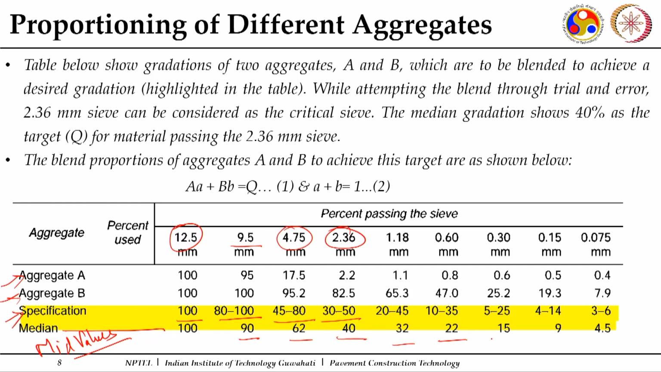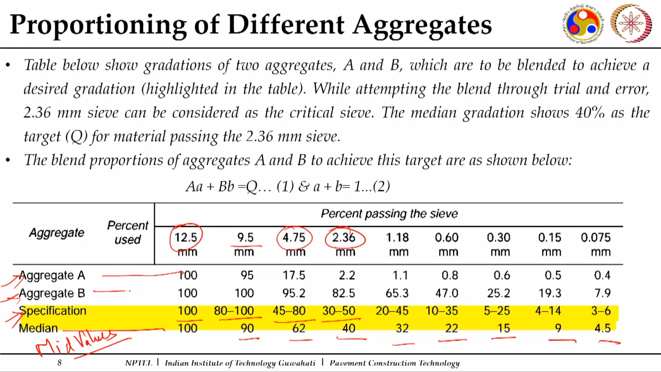Why am I mentioning mid values here? Because I will be targeting the mid values. If I target the mid values, hopefully what I arrive at will be within the range. So I will prefer to target the mid value for my combination. Here in this case you have two aggregates only and you have to combine them.